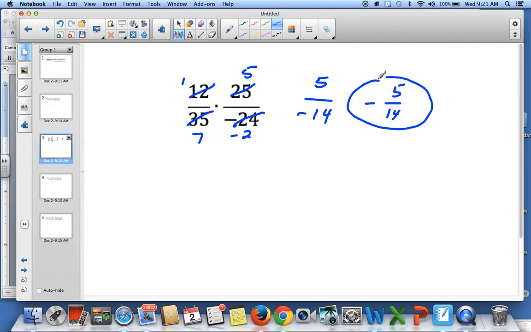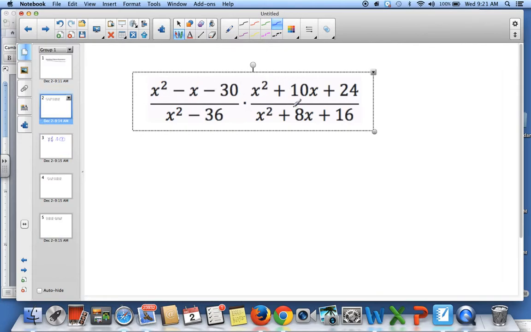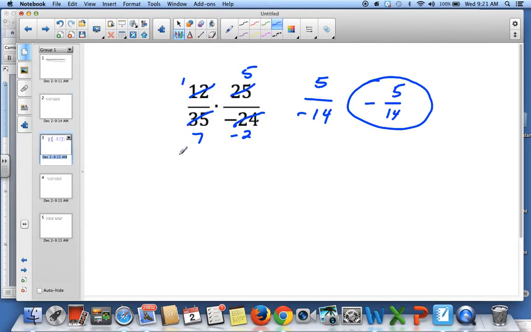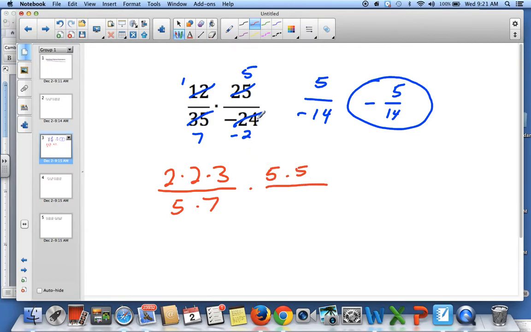Now, there's another way that we're going to do that, which lends itself to what we're going to do with the algebraic expressions, because we can't quite do that with something like this. This picture is a little more difficult to do that with. So what I'm going to do is redo this. 12 can be broken down into prime factors. 12 is 2 times 2 times 3. That's 4 times 3, 12. And 35 is 5 times 7. And 25 is 5 times 5. And negative 24 is negative 2 times 2 times 2 times 3.